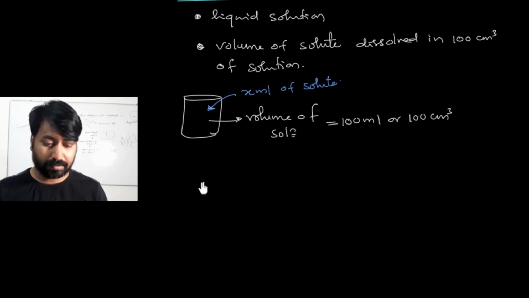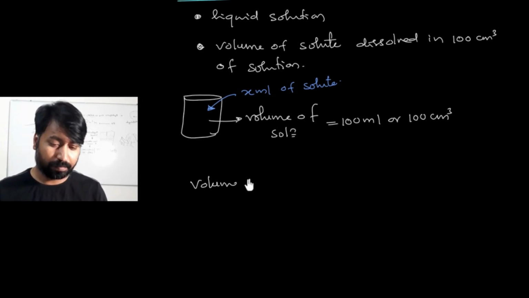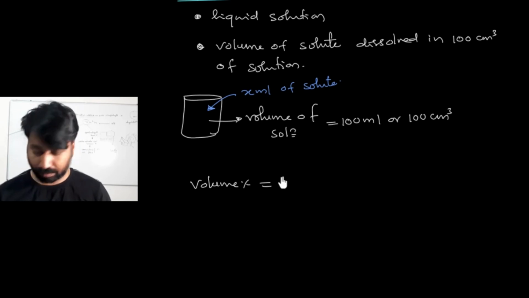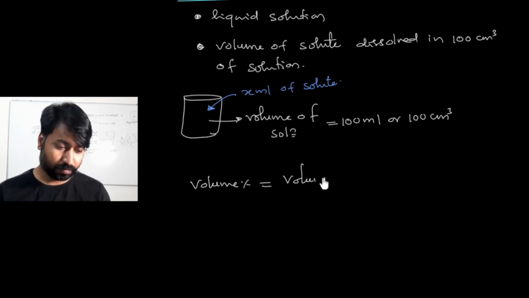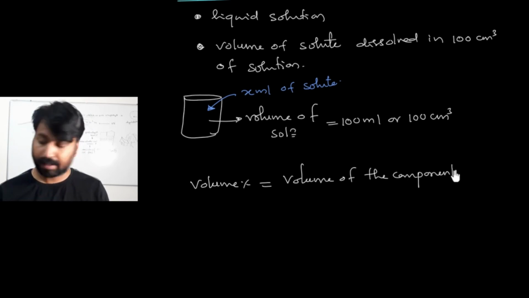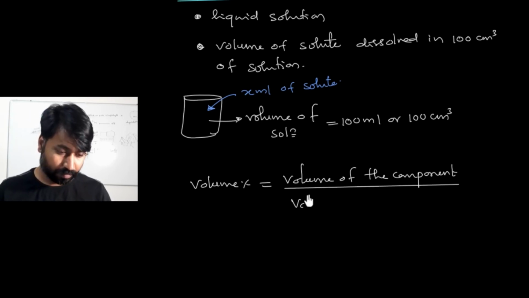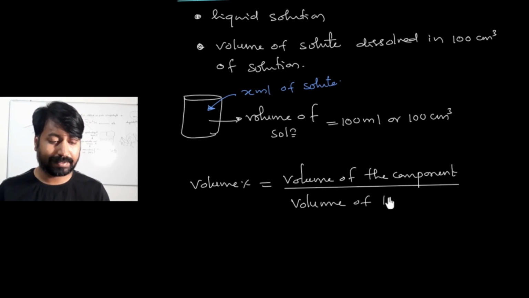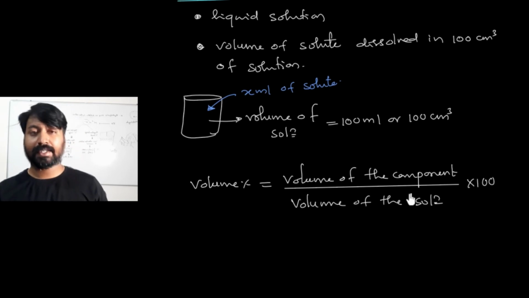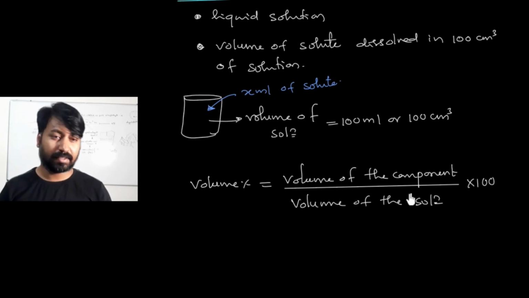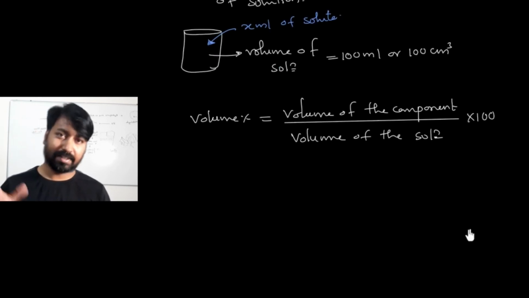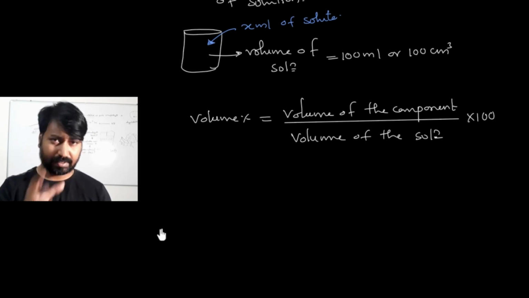Now we can provide a formula for this. Volume percentage can be given as the volume of the component divided by the volume of the solution, multiplied with 100. It is the same as the mass percentage. We can write the same kind of problem for this. You have to calculate the answer and provide that answer in the comment box.